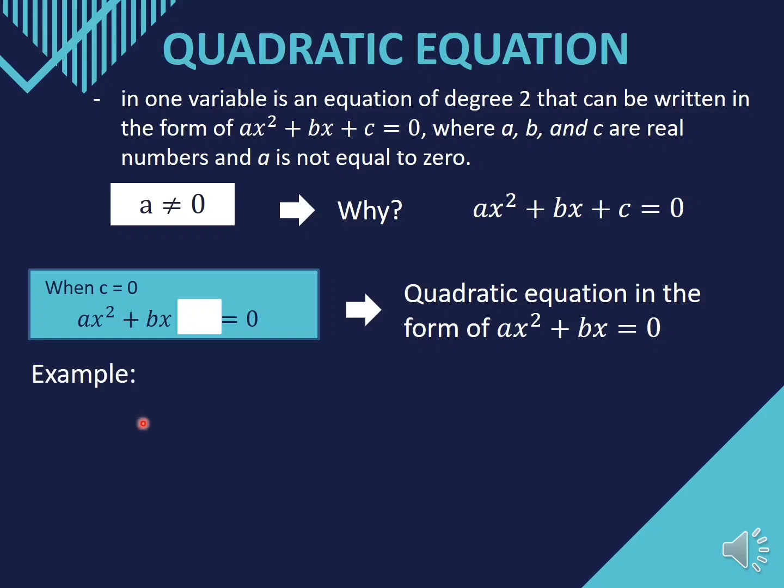Let's have these examples. First, we have x squared plus 3x is equal to 0. So we have the quadratic term and the linear term. The constant is missing, but it is still a quadratic equation since the highest exponent is 2. And also, we have 5x squared minus x is equal to 0. This is the quadratic term, 5x squared. This is the linear term, we have negative x. The constant is missing, but still, this is a quadratic equation since the degree of the equation is 2.